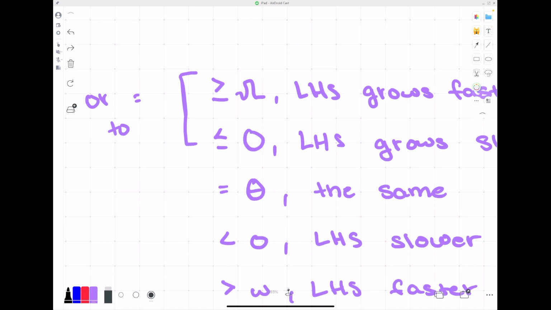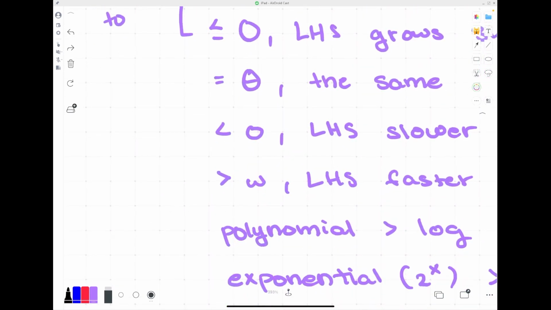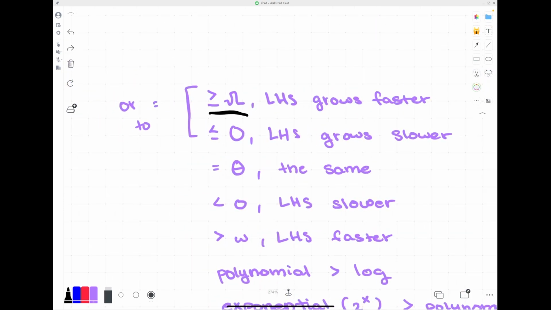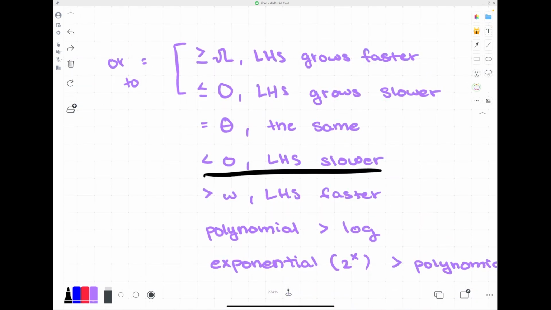So we have big omega, which is going to be greater than or equal to. Big O is going to be less than or equal to. Theta is just going to be equal to. Small o is going to be less than, and small omega is going to be greater than. And this just means the left-hand side is going to grow faster than the right-hand side or equal to. Same with the big O and vice versa.